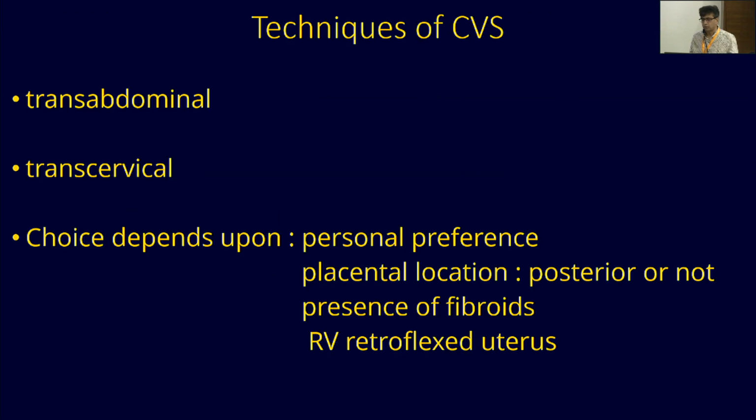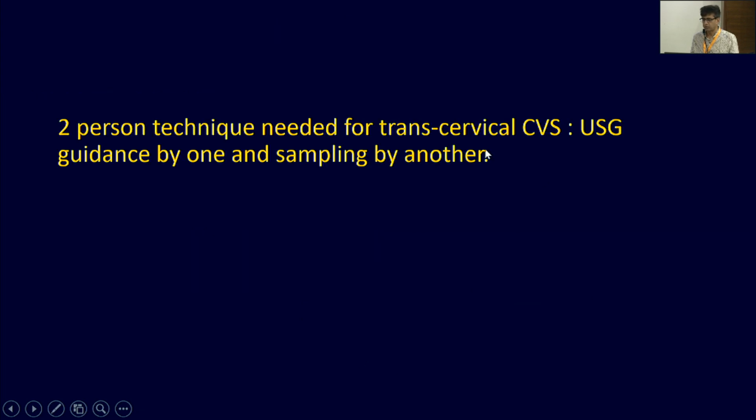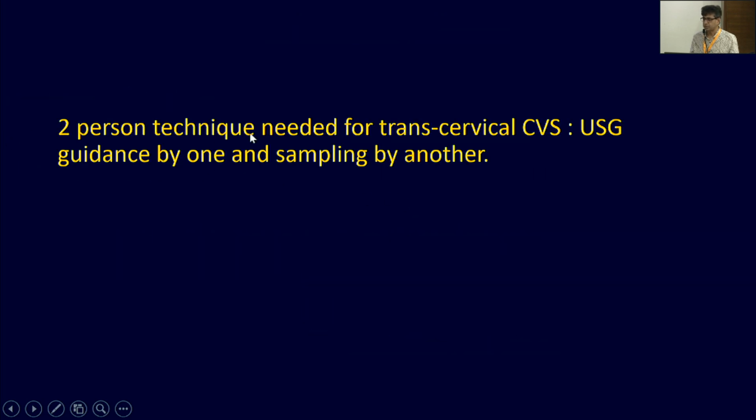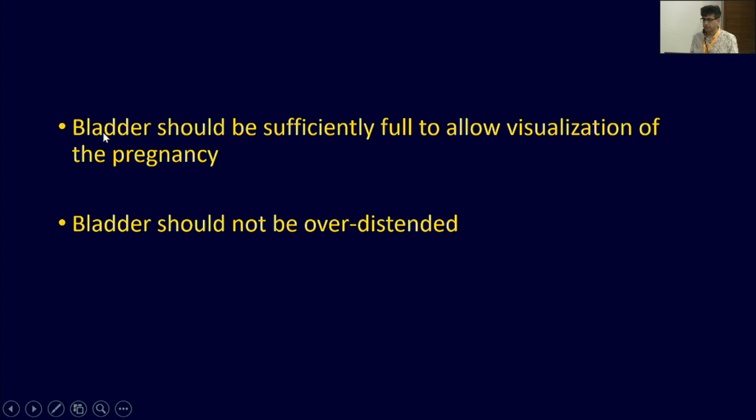Now, chorionic villus sampling techniques are transabdominal and transcervical. The choice depends upon personal preference, placental location, which is very important, posterior or not, presence of fibroids, and whether the uterus is retroverted or retroflexed. And if you are doing transcervical for a posterior placenta, then a two-operator technique will be required, because one will give guidance and sampling will be done by the other.